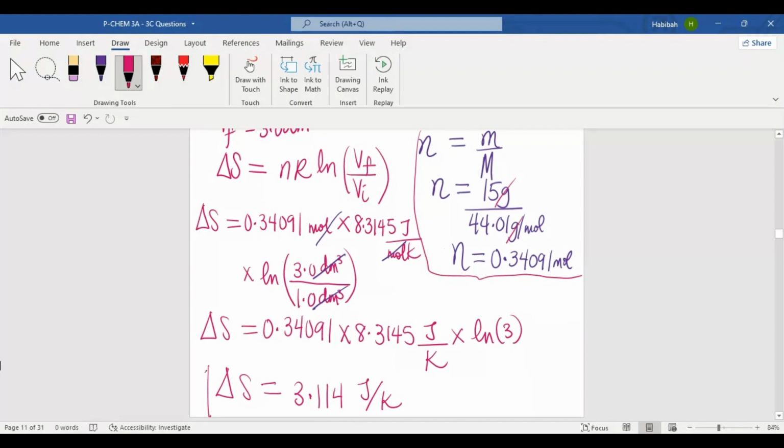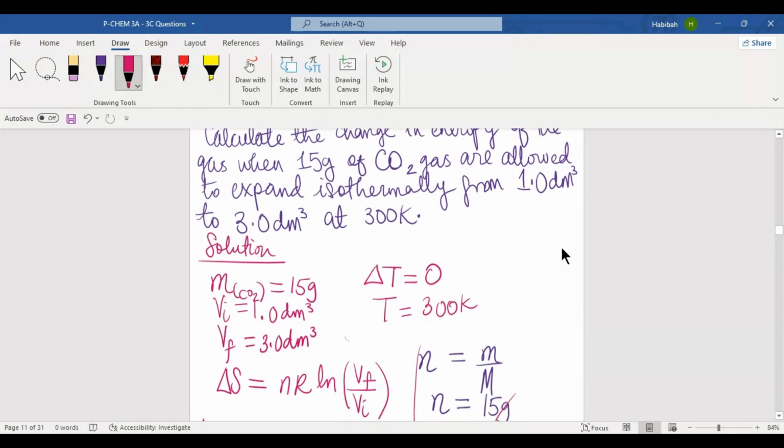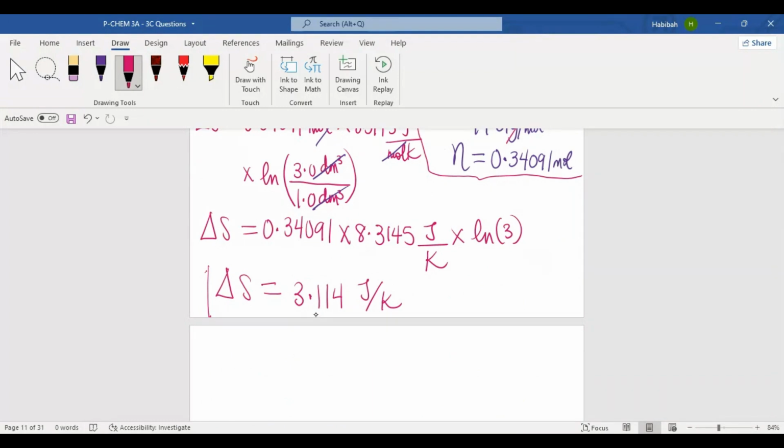Now, I want to quickly mention that this is the answer to our question. But because in chemistry we use the lowest number of significant figures from the information given in the question, we see that 2 sig figs is the lowest. So we have to answer this question in 2 sig figs. The final answer is 3.1 joule per Kelvin. So the change in entropy is 3.1 joule per Kelvin.